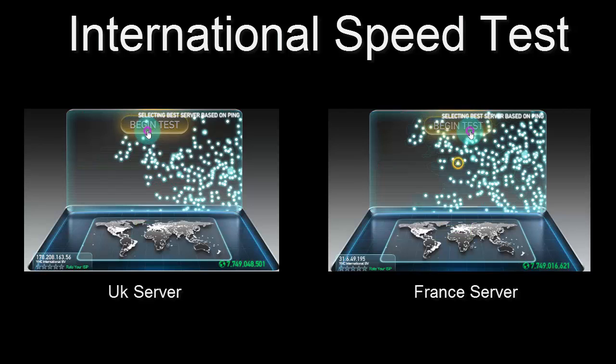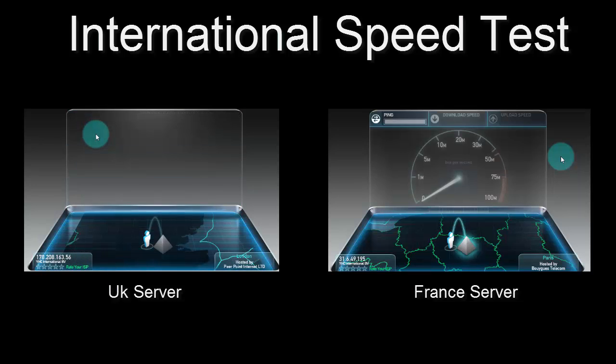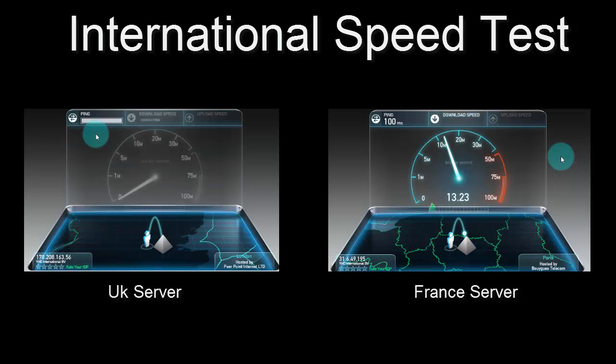Okay, now we're going to do a quick international speed test for you. On the left, we've got a UK server, and on the right, a French server. Now, you're going to notice that the speeds are going to be a bit slower than when we were doing a local server. The reason is that when you send encrypted data over long distances like we are now, you're going to lose some of the data packets in transit, and the lost packets have to be resent, which translates into slower speeds.